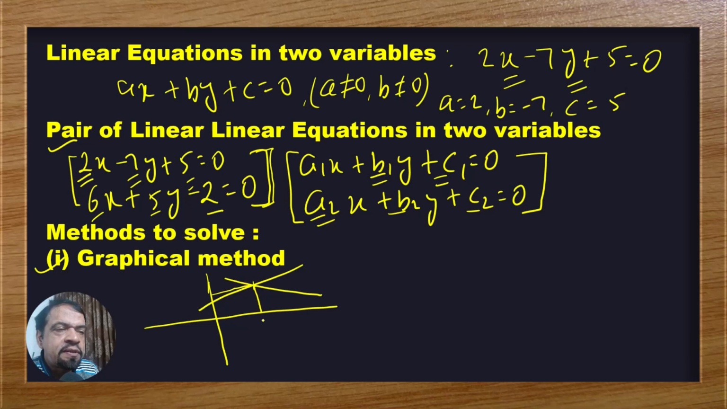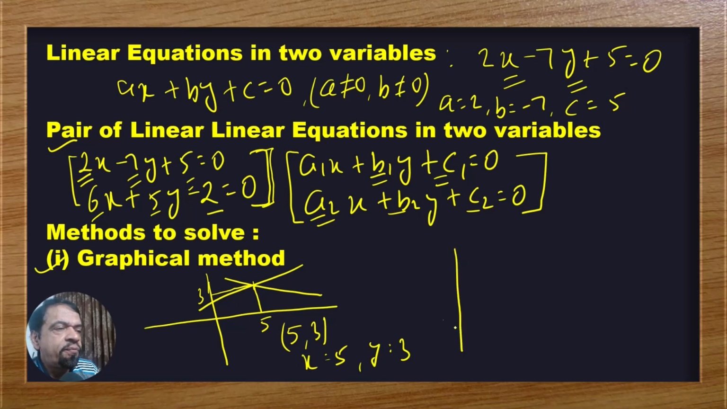For example, this gives 5 and this gives 3. So the solution will be 5, 3, or we can say x is equal to 5 and y is equal to 3. See the nature of the graph. This is one kind of nature. The graph may be parallel. If we draw the two equations on a graph, maybe they are intersecting or maybe parallel.